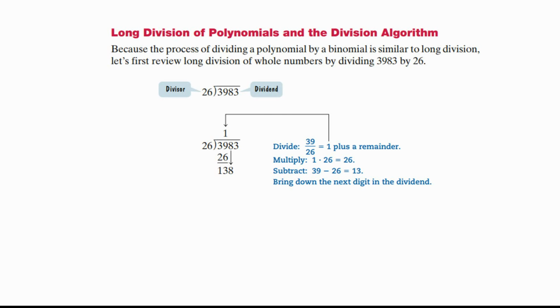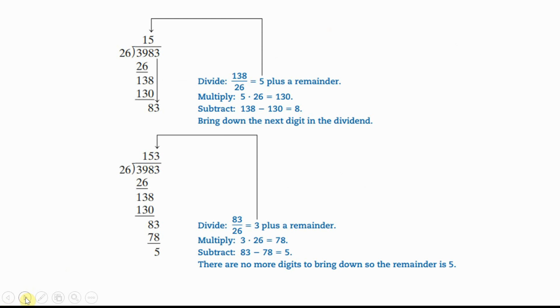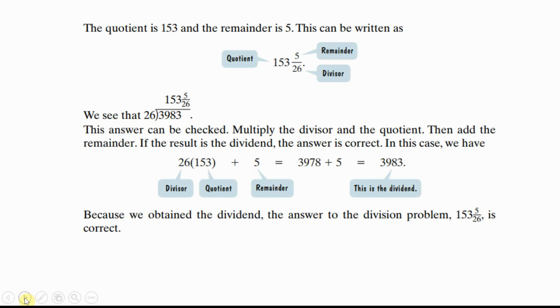So you remember this, right? You've got like 26 divided into 3,983, right? Okay. So that's dividing numbers. You're going to keep that in your head when we talk about dividing polynomials. And that's just that problem finished. And then the way you write the answer: 26 goes into 3,983 153 times with a remainder of 5, and you would write it like that.